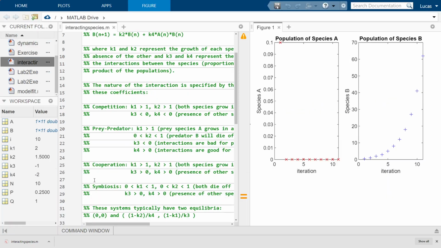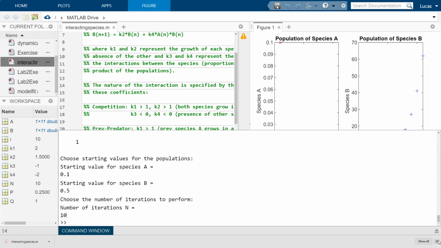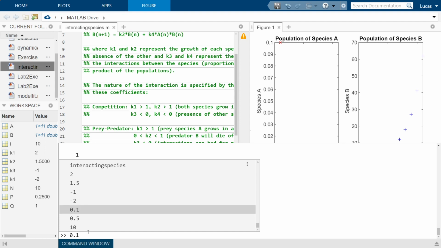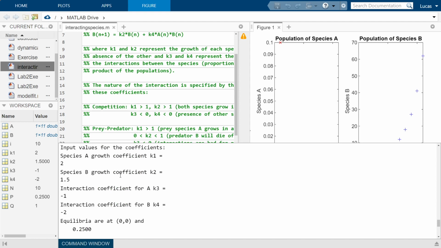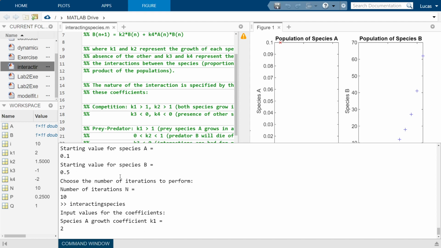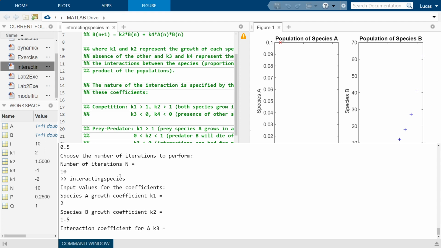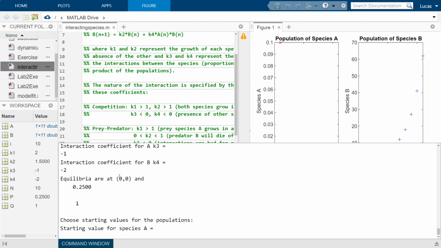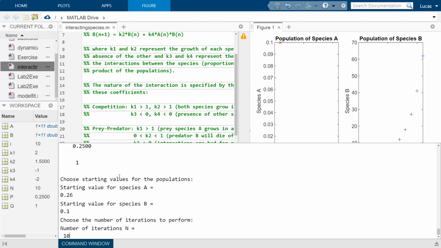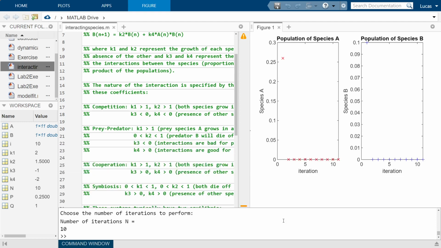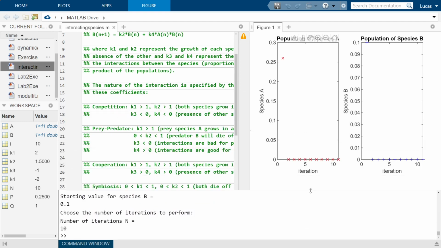So, if we want to make this a little bit less trivial, we can repeat that with slightly different values. So K1 was 2, K2 be 1.5, interaction coefficient for A, K3 is -1, then -2 there. And let's say starting value for species A will be 0.26. For species B, let's set that at 0.1. The number of iterations, 10. Okay, for that combination, we have both dying off.